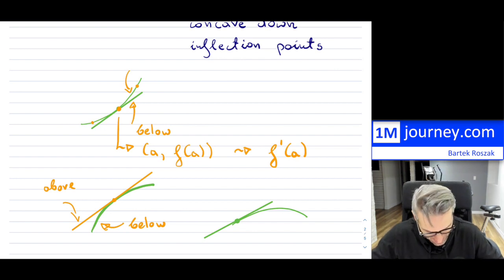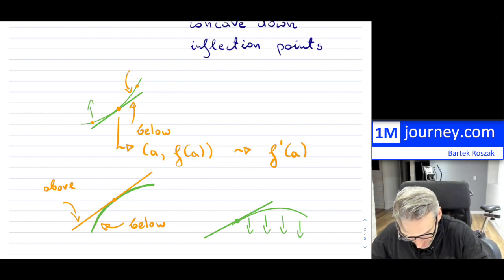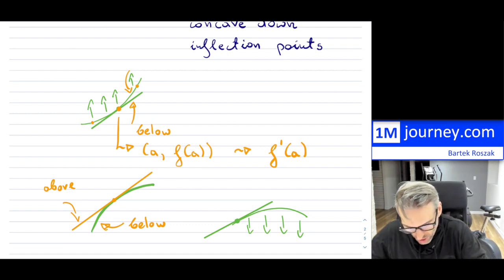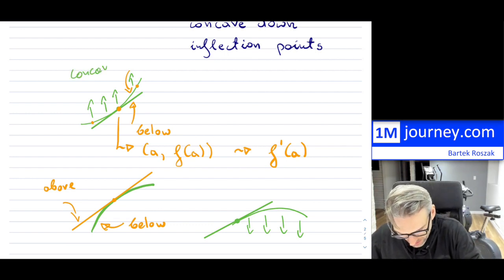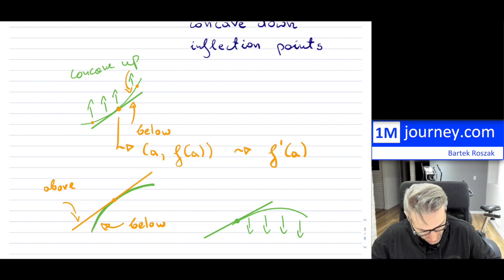And it kind of makes sense, right? It's pointing downwards. So this is downwards, and then this function is kind of pointing you upwards. So this is concave up, and this just is concave down.